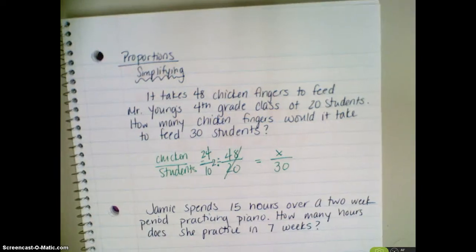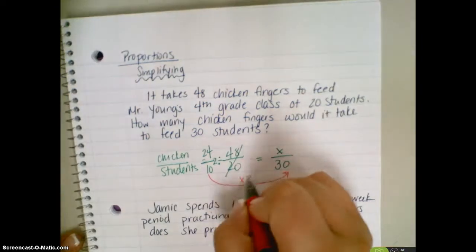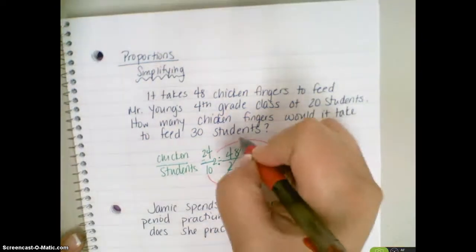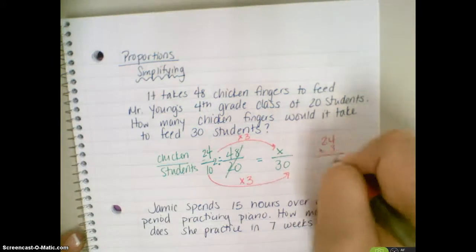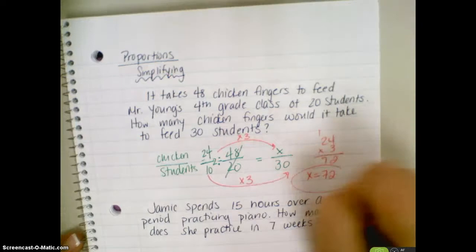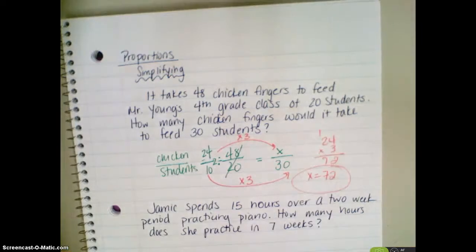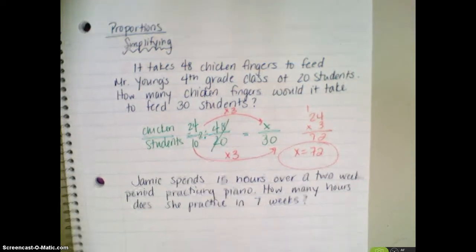What this does now is it lets me see that there is a scale factor here of 3, which means I can multiply 24 times 3. 24 times 3, 12, 6, 7. So for 30 students, I would need 72 chicken fingers. So again, don't need to cross multiply. It's actually easier rather than multiplying and trying to do cross multiplying. So I just need to find that scale factor.